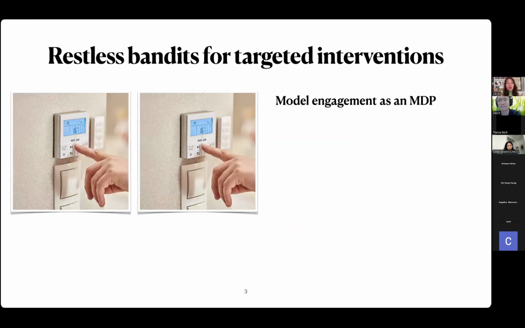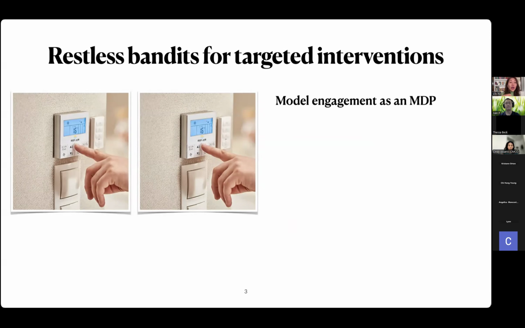So a framework that can help capture these types of problems is known as a restless multi-armed bandit. Let me walk through what this means. A restless bandit is a form of a coupled Markov decision process. We can model each individual unit in the setting.